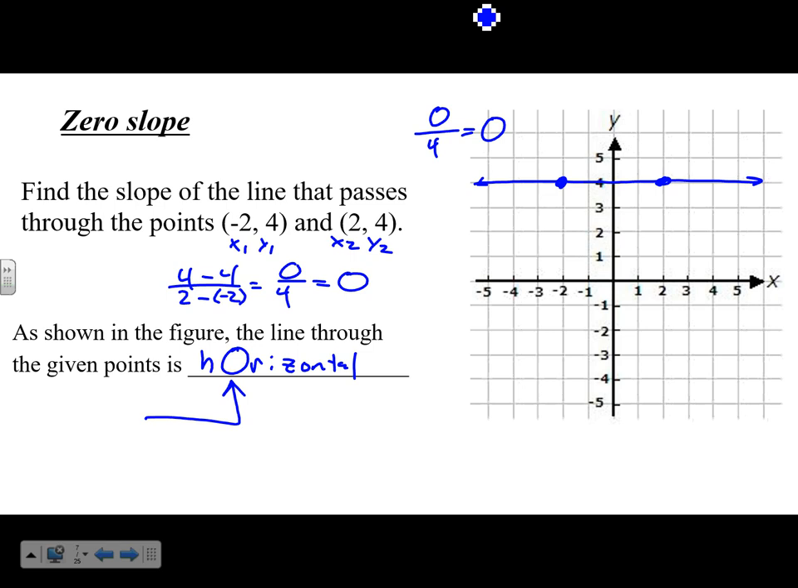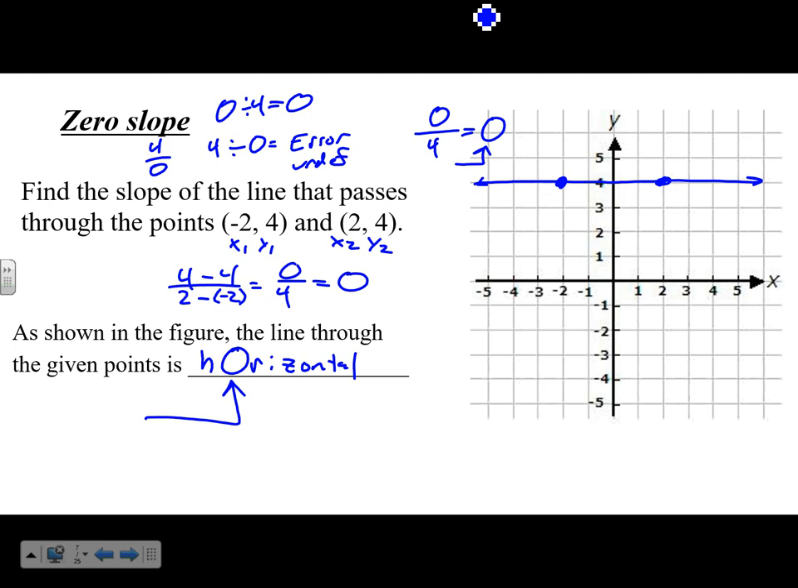Now the other thing, a lot of people miss this because they say it's undefined, and we'll talk about that in a second. But the way you can tell is put it in your calculator. If you put 0 over 4 in your calculator, it will tell you 0 is the answer. If you put the other way, 4 divided by 0, so 0 in the denominator, it will give you an error, and probably say undefined with it.